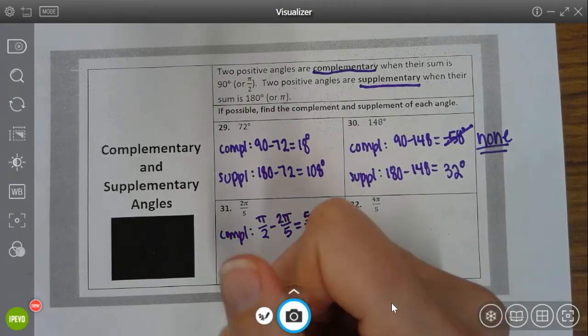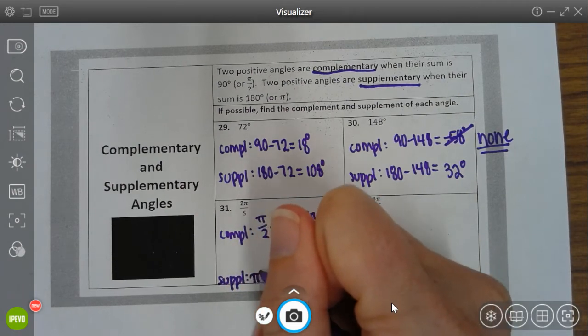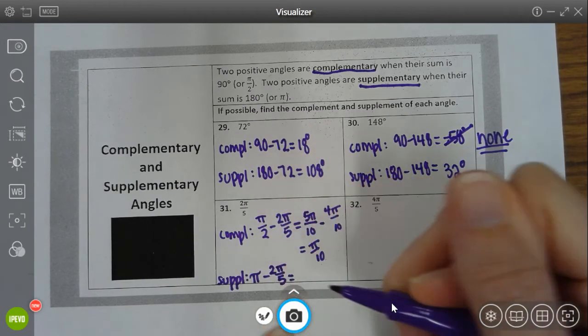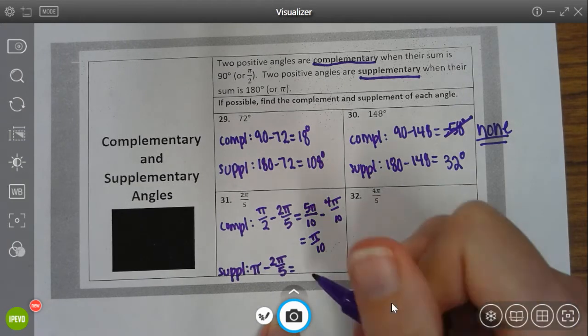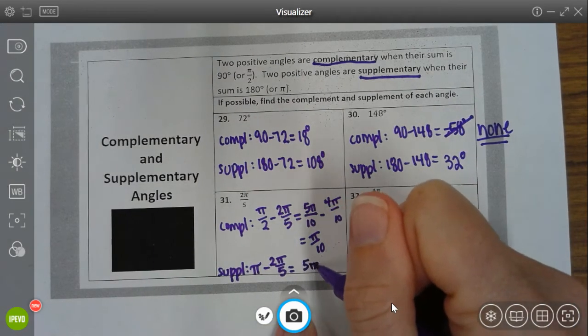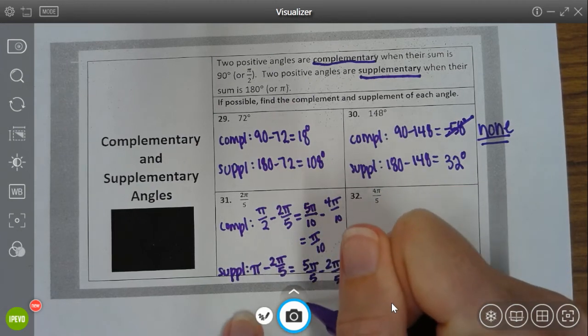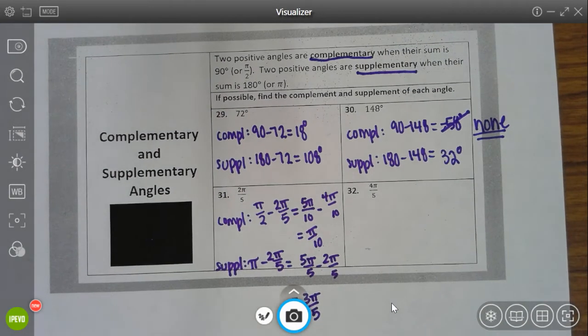For my supplement, I use pi, and I subtract the given angle from pi. Now again, I would want to find a common denominator. So for this one, I would use 5 pi over 5 minus 2 pi over 5, and find out my supplement is 3 pi over 5 radians.